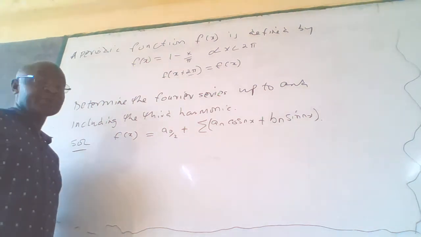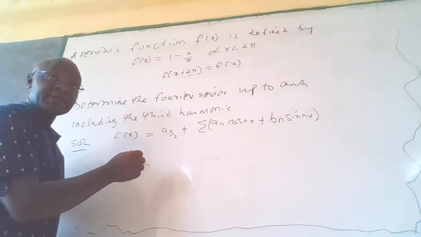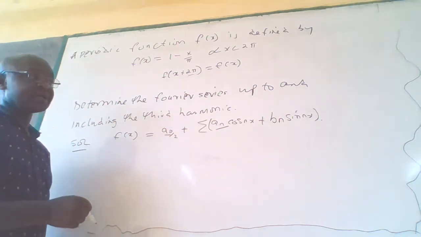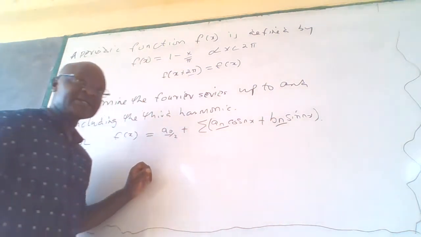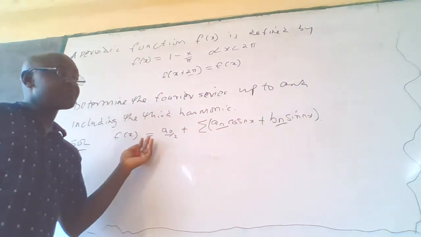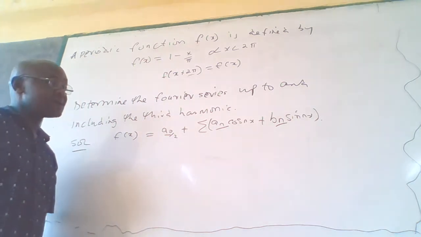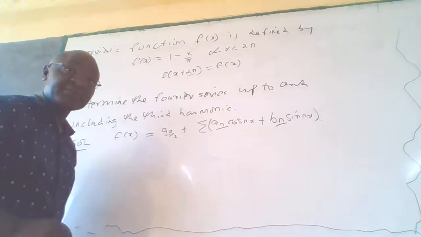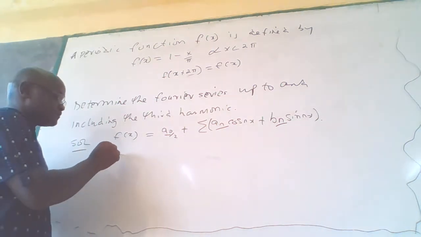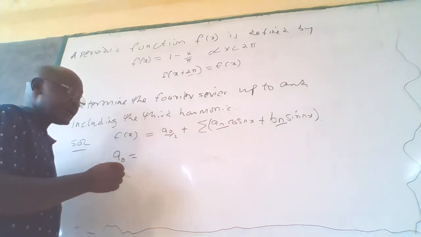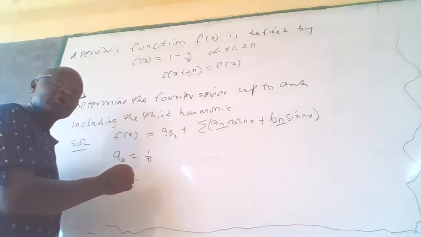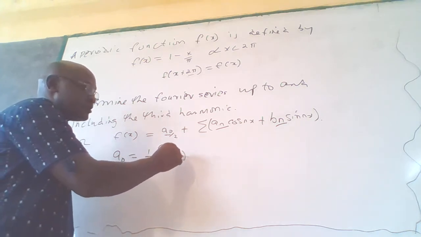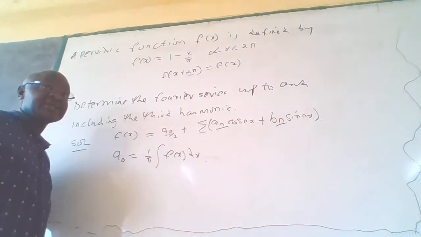Therefore, for us to get the Fourier series, we need to get the values of the constants a0, a subscript n, and then b subscript n. Once we get them, we substitute them inside this equation. Now we shall start by getting a0. a0 is given by 1 over pi, the integral of f of x dx.